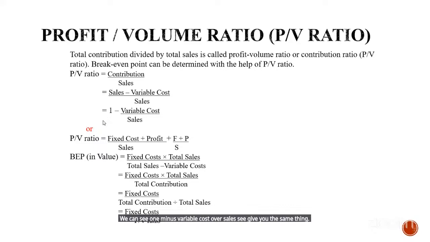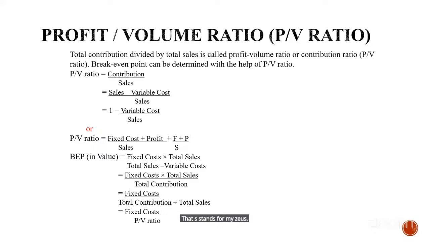Or we can say PV ratio equals your fixed cost plus the profit divided by sales, or F plus P over S, where F stands for my fixed cost, P stands for the profit, and S stands for my sales.